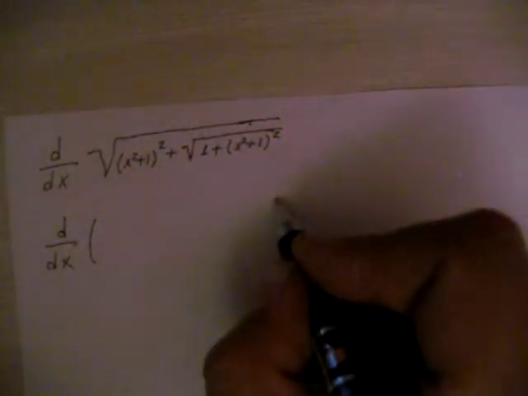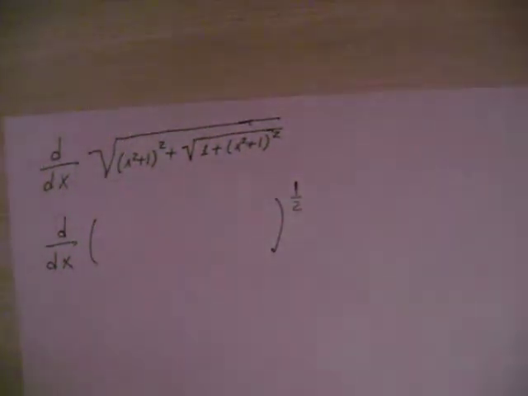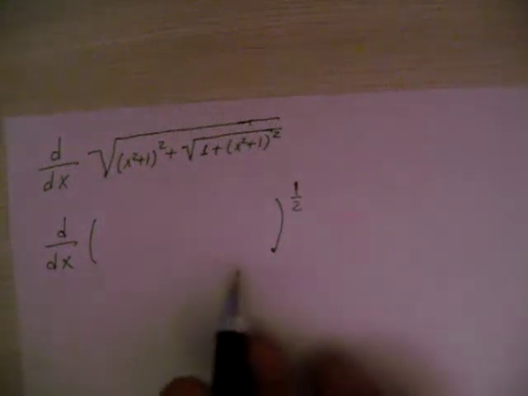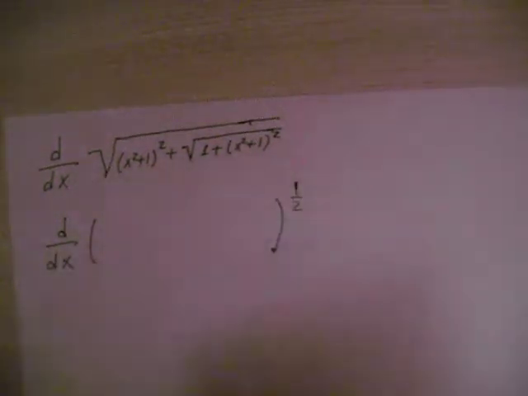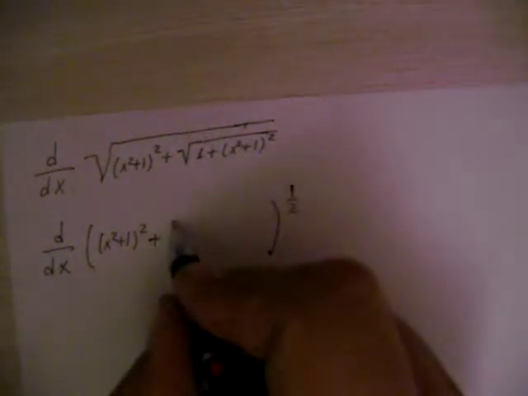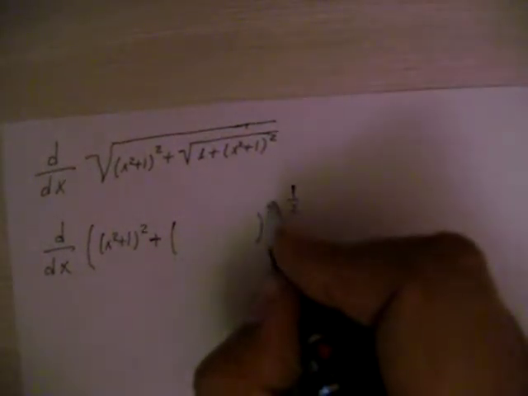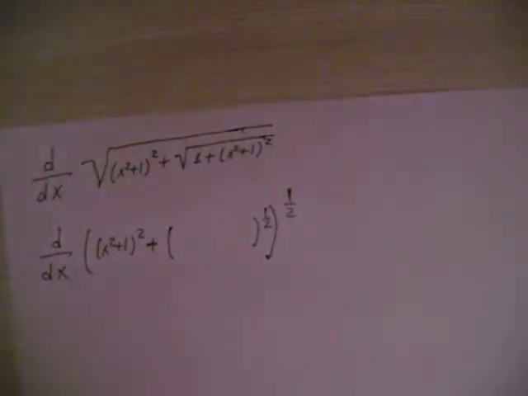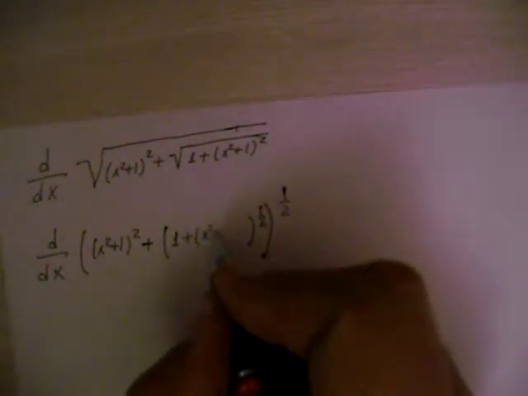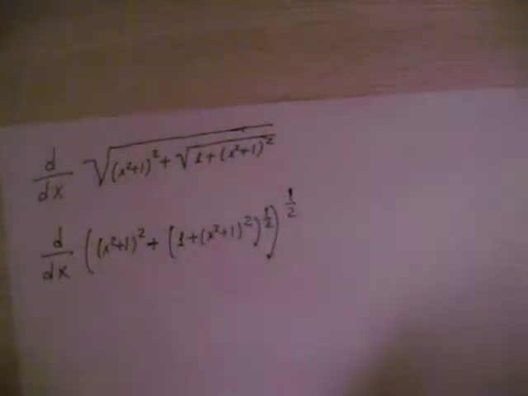and this square root, the outermost square root, will be power 1/2. That's our outermost square root. And inside the parentheses we will have these expressions. So we have (x squared plus 1) squared plus, again we have another square root, inner square root, and power will be 1/2. And inside the square root we have 1 plus (x squared plus 1) quantity squared.